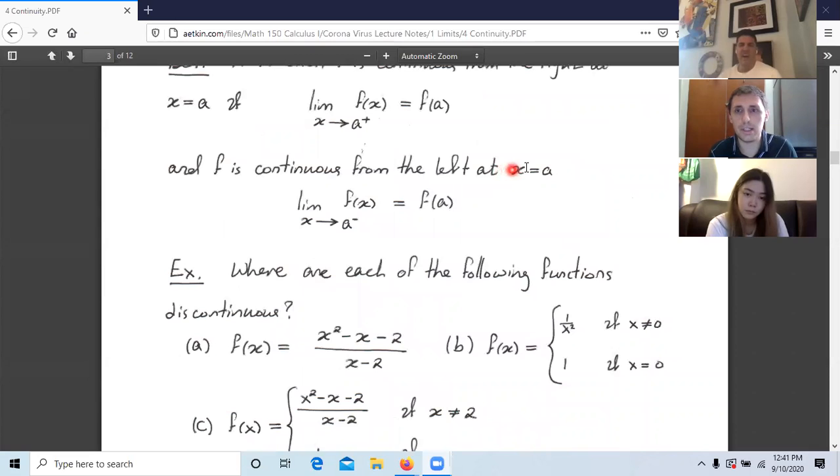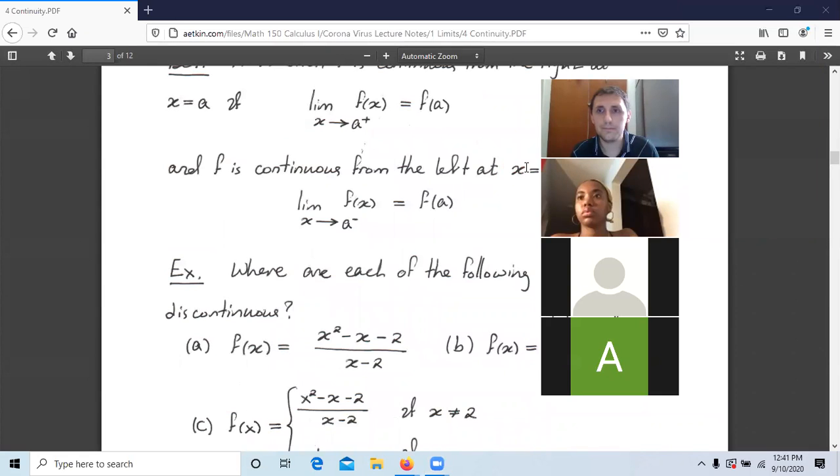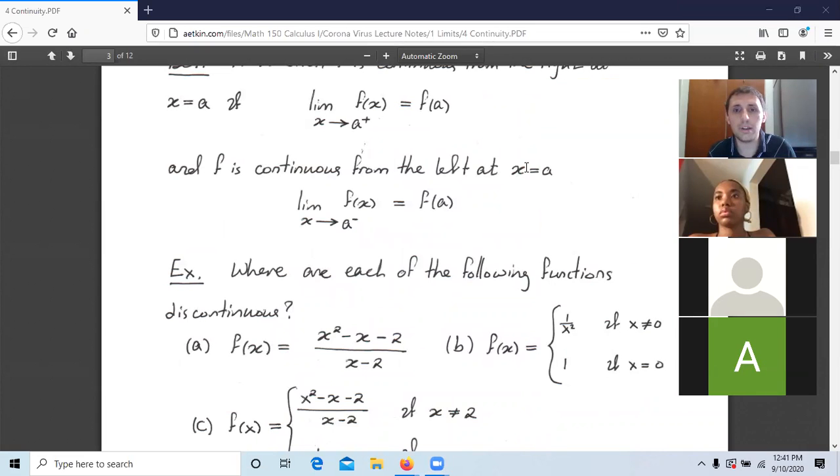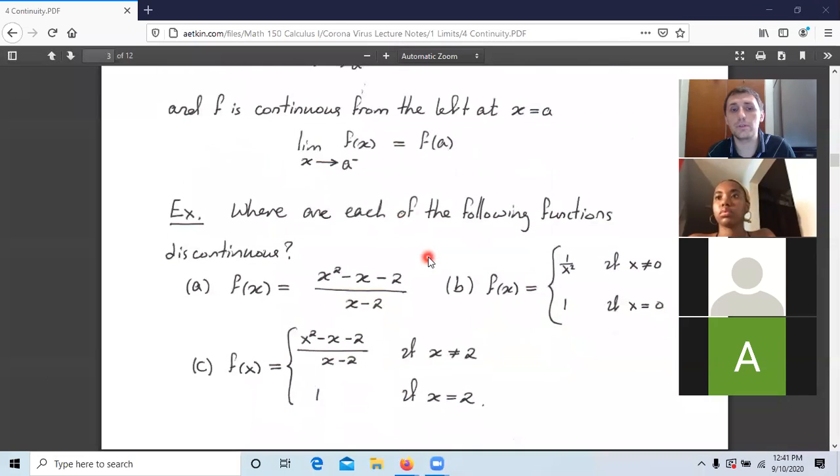So here is the question. Where are the following functions discontinuous? Okay, so you have function A, function B, function C. Where are those functions discontinuous? You understand what I mean? So if you were to draw those curves, they will look like strings with possible holes or tears in them, and you need to know where the function has a hole.